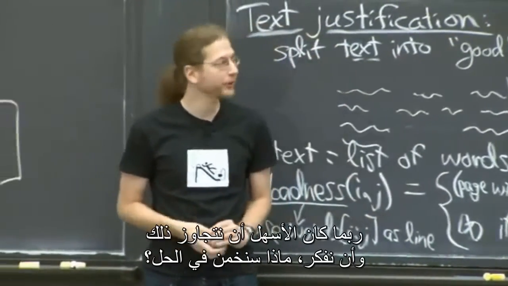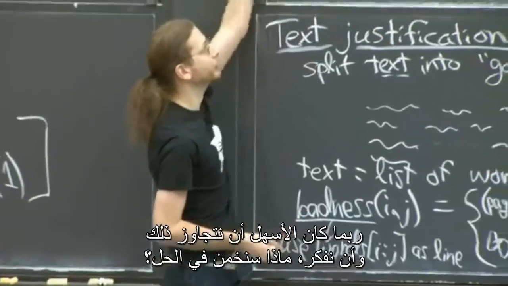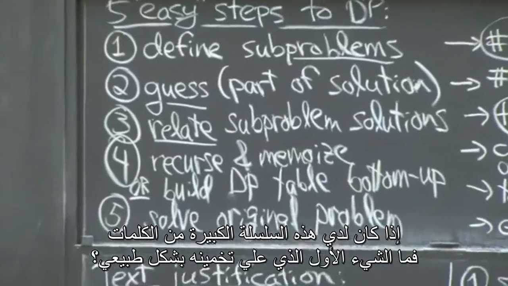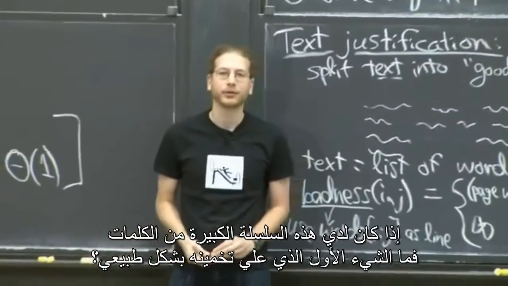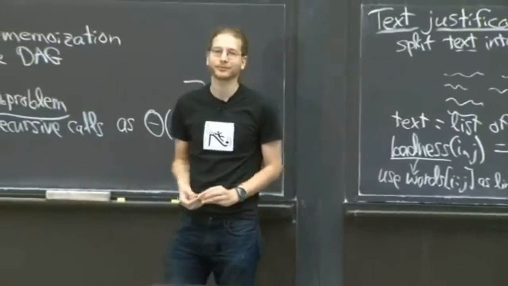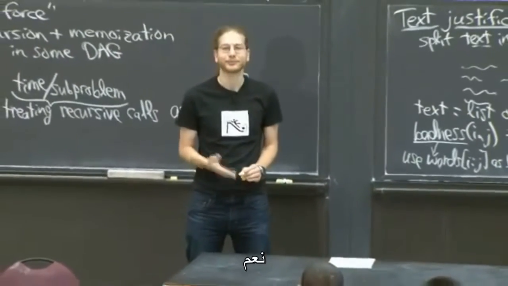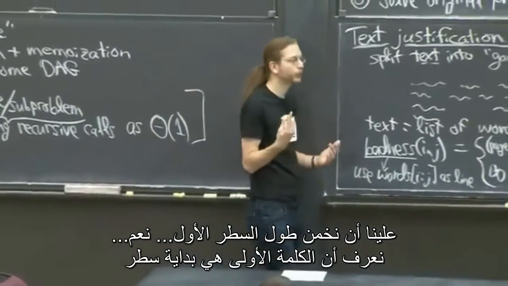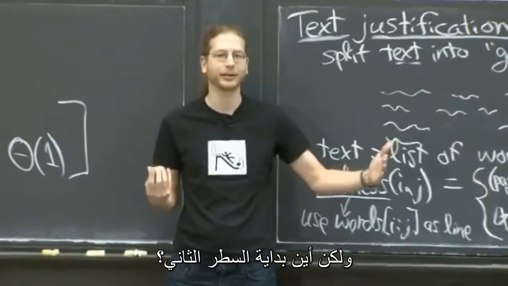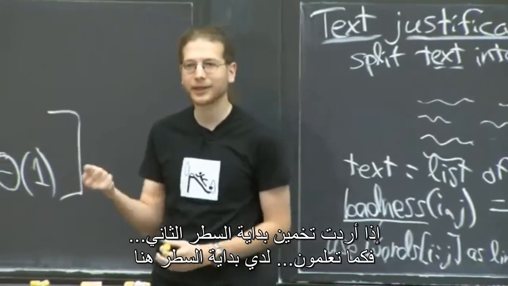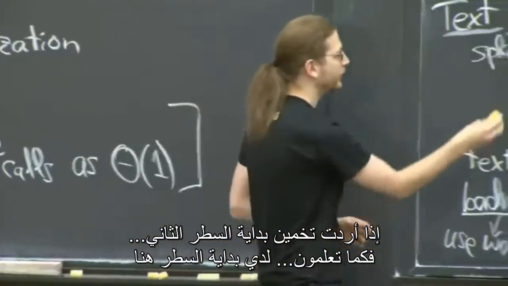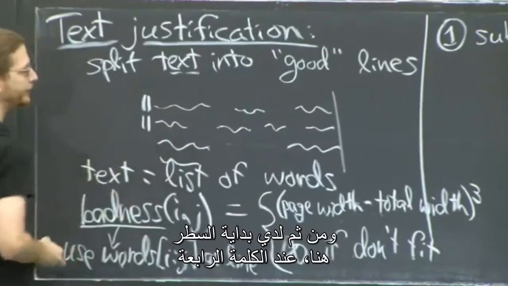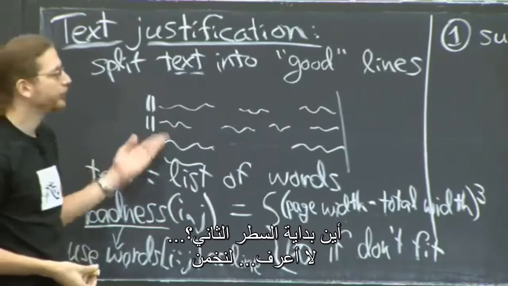So any suggestions? Maybe it's actually easier to jump ahead and think, what would I guess in my solution? If I have this big string of words, what's the natural first thing to guess? Guess how long the first line is. We know that the first word begins a line, but where does the second line begin? So I'd like to guess where the second line begins. So I have a beginning of line here, and then I have a beginning of line here at the 4th word. Where does the second line begin?